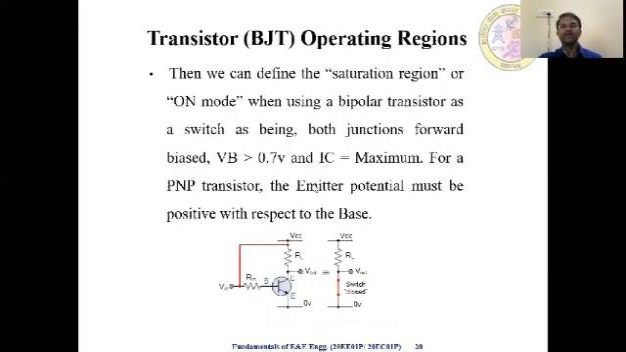The saturation region or on mode, when using a bipolar transistor as a switch, has both junctions forward biased, and the input voltage, that is the base emitter voltage, is greater than 0.7 volts, and the collector current is also maximum. For a PNP transistor, the emitter potential must be positive with respect to the base. You can see in the picture here the VCC and the RL, but the output voltage is 0 volts, just because the transistor is turned on here.